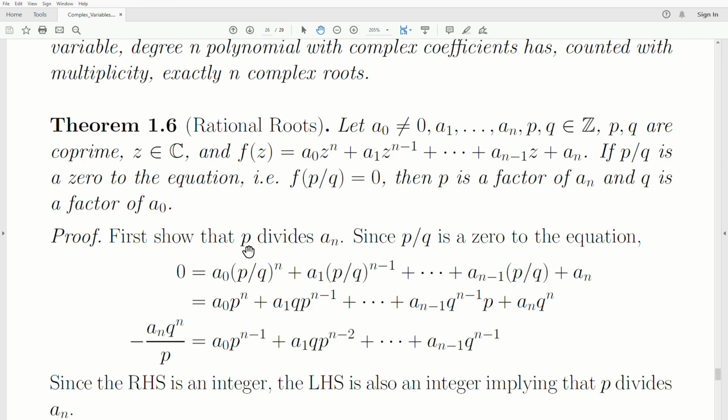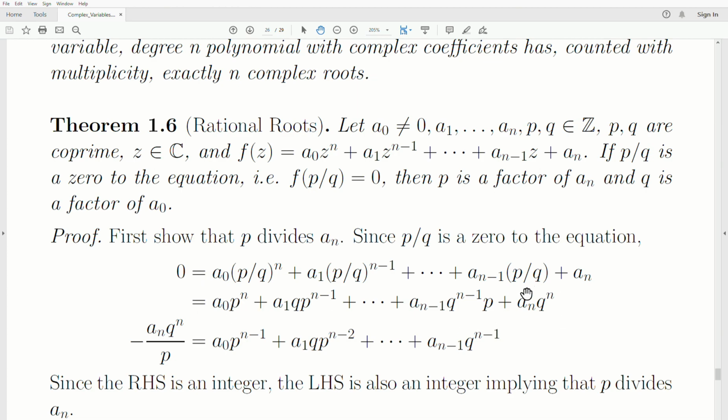So first let's show that P divides an. Since P over Q is a zero of the equation, this first one is true. What we're doing is plugging P over Q, P divided by Q, into the polynomial, and since it's a zero, it makes it equal 0. Let's multiply both sides of this equation by Q raised to the nth power. And so it goes away here. There's one of them here, and it goes on down here. There's n minus one of them left. Here there's Q to the n, and it still equals 0.